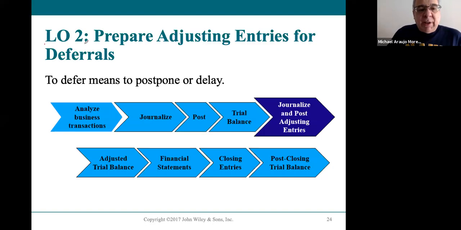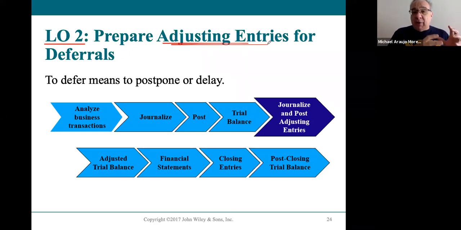So learning objective 2 and learning objective 3 are all about what we call adjusting entries. Now, the adjustment process is in place so we can double check the accounts to see if all the revenue has been accounted for that period and all the expenses have been accounted for in that period. So we can be very, very certain that our income statement is accurate.